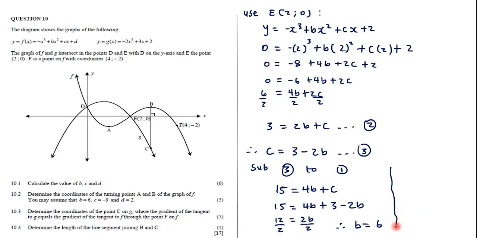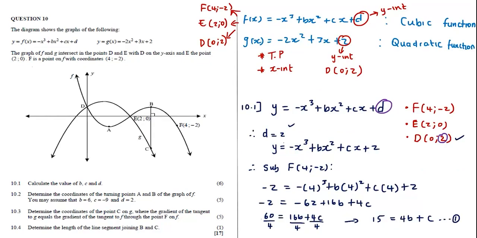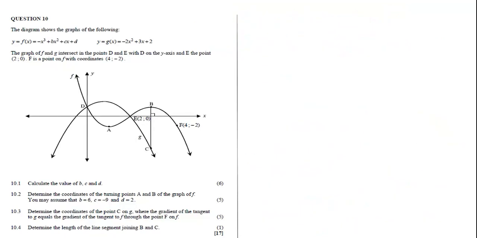Now from here, if b is equal to 6, then the value for c will be 3 minus 2 into 6, and then the value here will be minus 9. Therefore we have b, c, and we also have the value for d, and that is going to be our final answer. Now what does this mean?